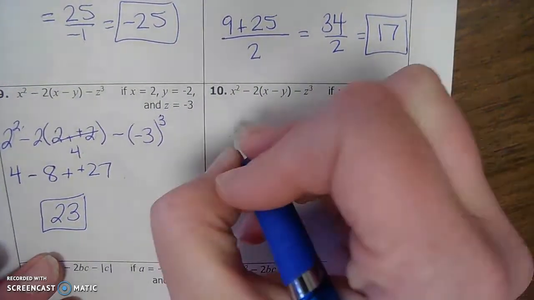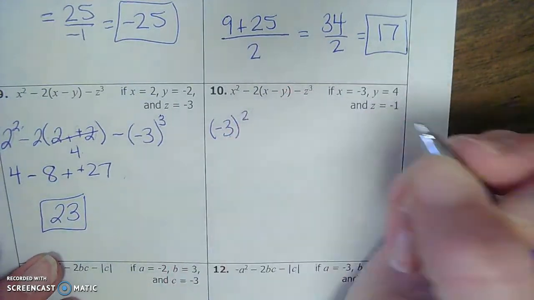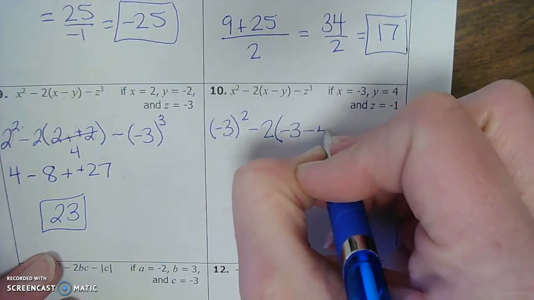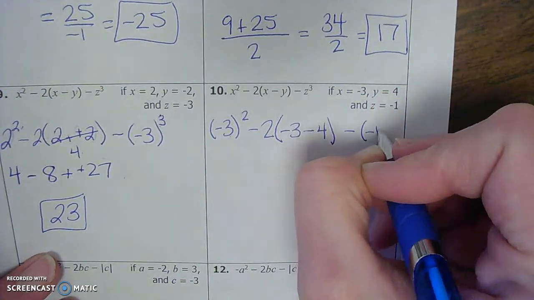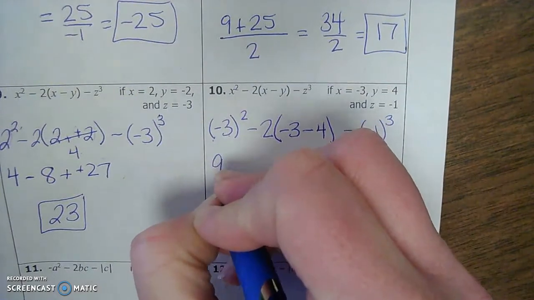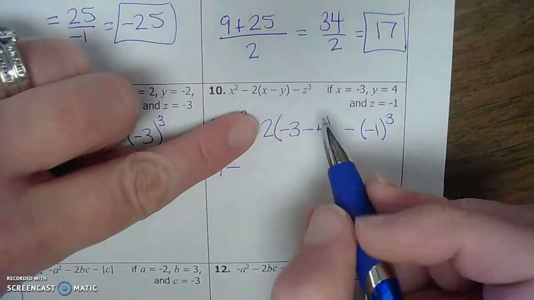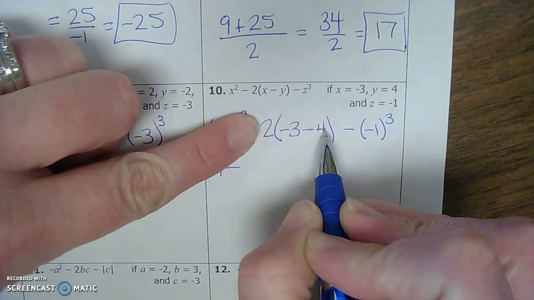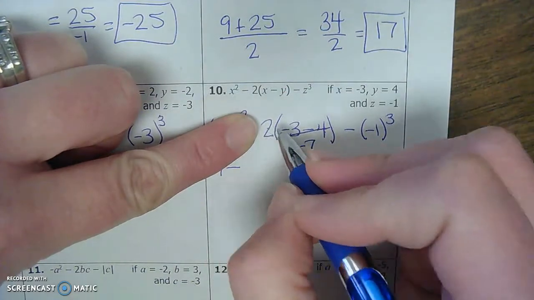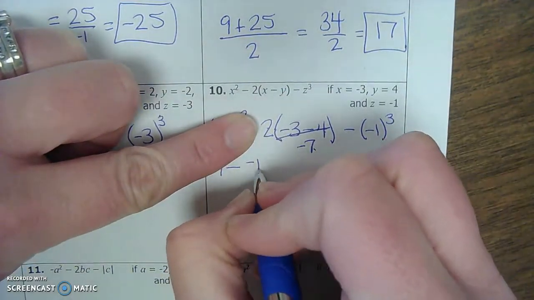Number 10. -3 in parentheses squared minus 2 times -3 minus 4 minus parentheses -1 to the third. So lots of negatives and subtraction that we need to keep really close track of. -3 squared is 9 minus, so first we need to do -3 minus 4, which is -7. 2 times -7 is -14.